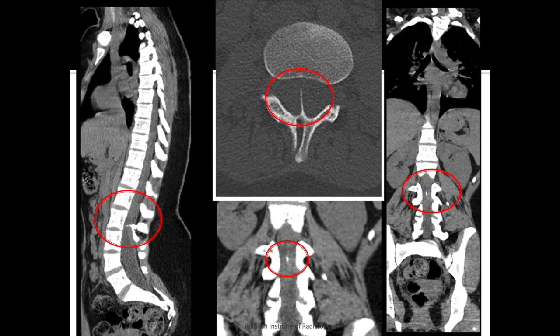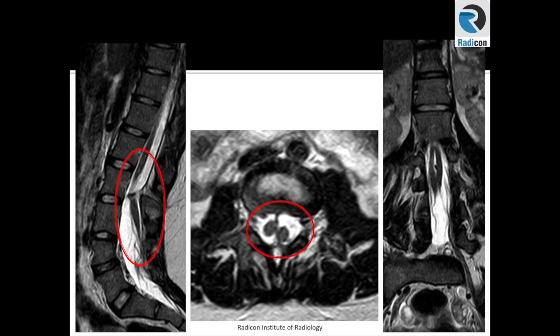A CT scan was performed which confirmed scoliosis as well as spina bifida, but in addition it also revealed diastematomyelia and a bony spur dividing the central canal. A subsequent MRI was performed which confirmed the CT and X-ray findings. In addition, it demonstrated tethering of the cord. This example just highlights the need for proper assessment of scoliosis to exclude serious etiology.